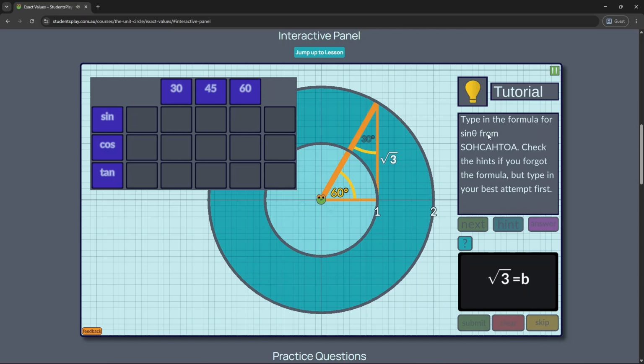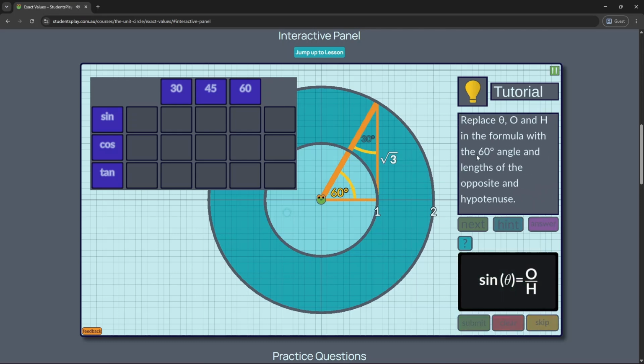Type in the formula for sine theta from SOHCAHTOA. Check the hints if you forgot the formula, but type in your best attempt first. Okay, so sine theta equals, and then SOHCAHTOA, so it's O over H. Nice. Replace theta, O, and H in the formula with the 60-degree angle and lengths of the opposite and hypotenuse. Right, well the theta is just going to be 60, and the opposite the 60 is root 3. So replace O with SQRT 3.